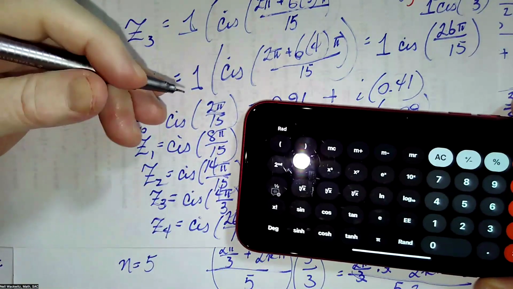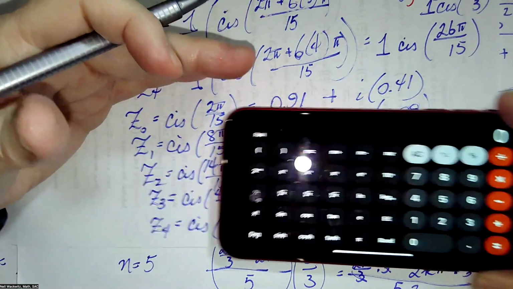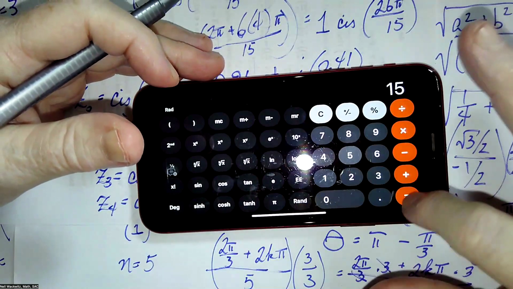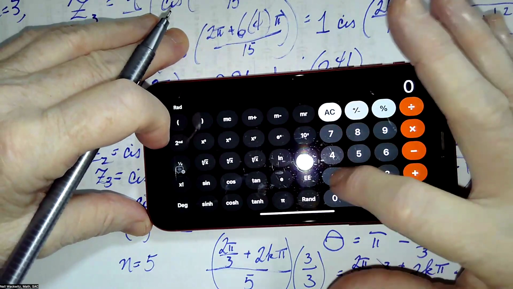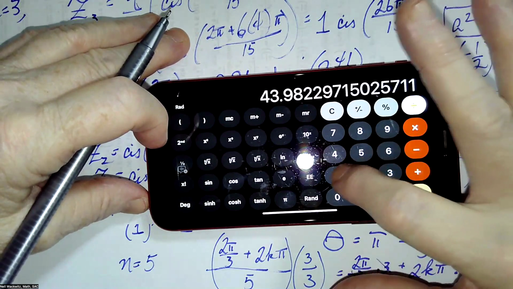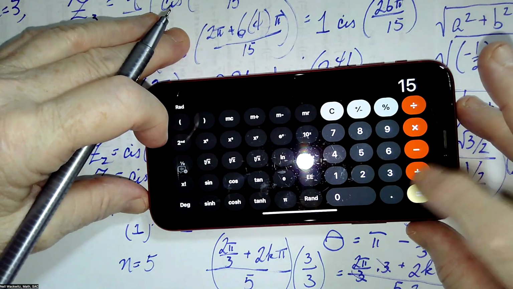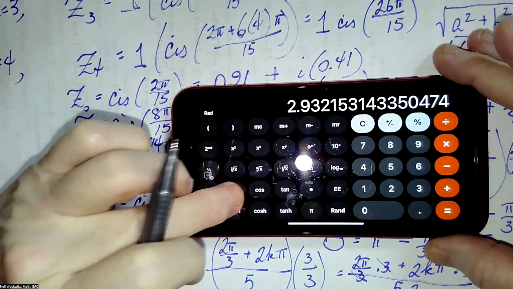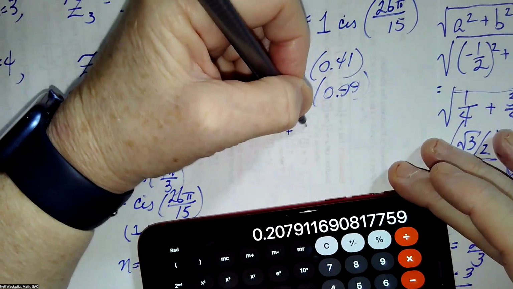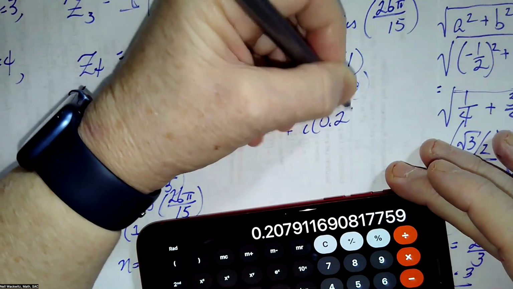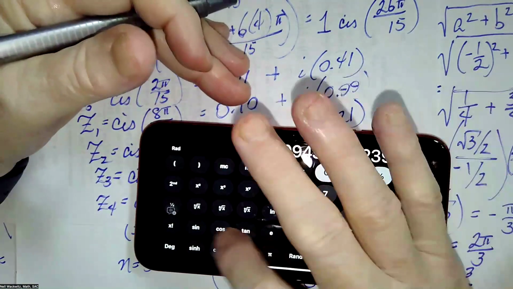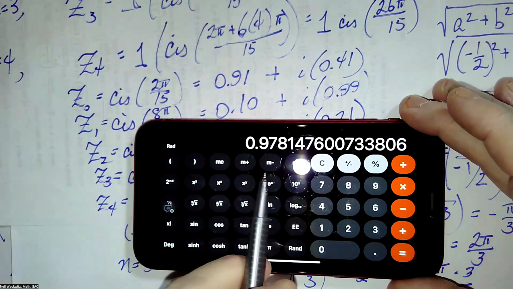Now we have 14 pi over 15, so 14 times pi divided by 15 equals, and the sine is 0.21. And the cosine is 0.98.